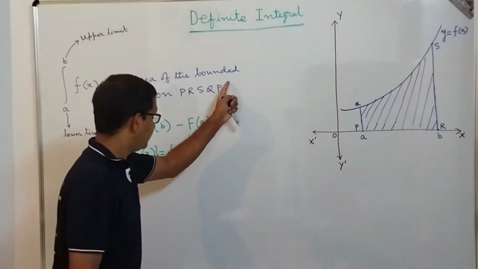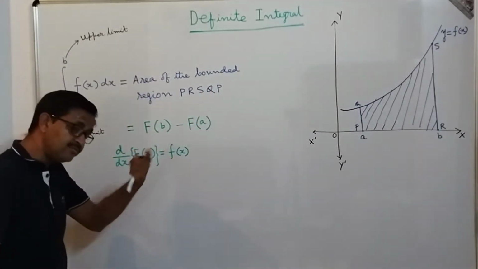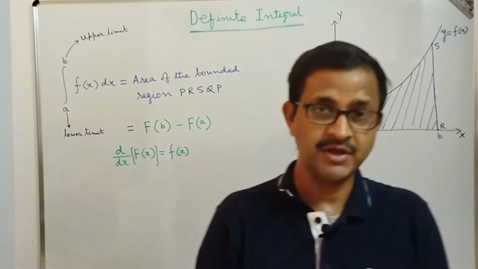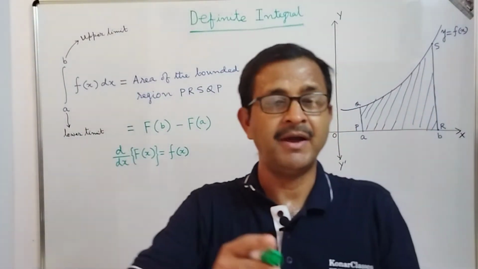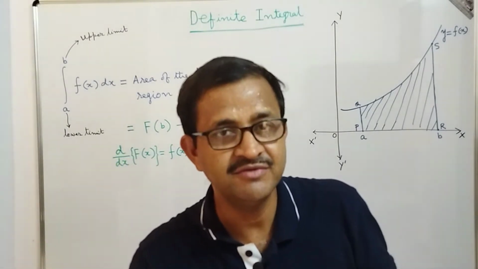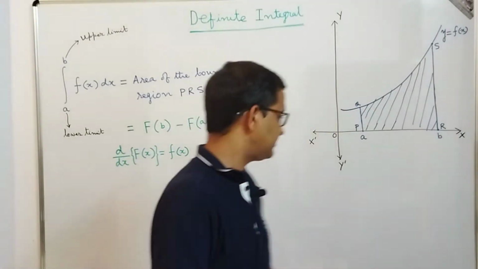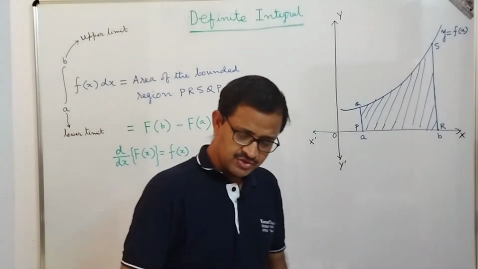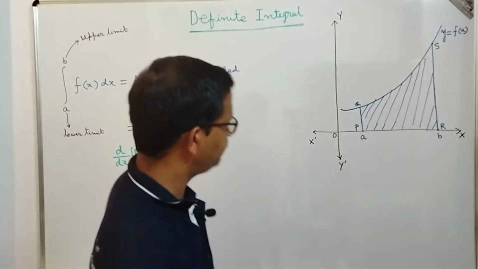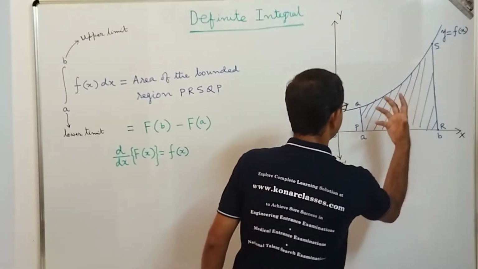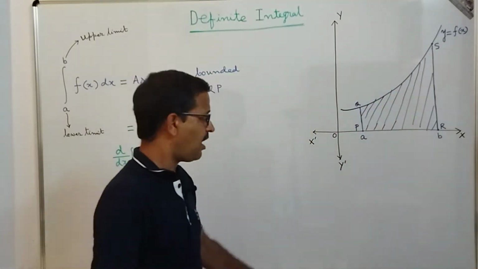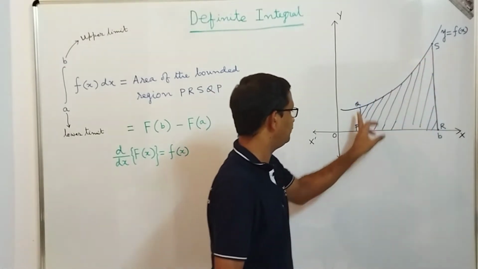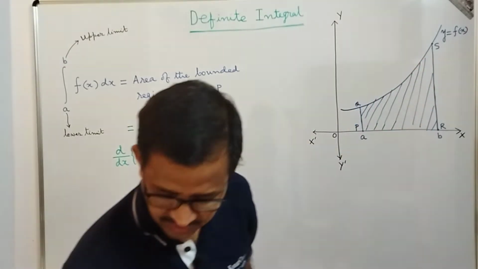First one is the area, and second one is in terms of the value of the antiderivative function at point b minus the value of the antiderivative function at the point a, that is capital F(b) minus capital F(a). So now, dear students, we are going to find how to compute the value of this area, that is PRSQP, and that we are going to work on now.